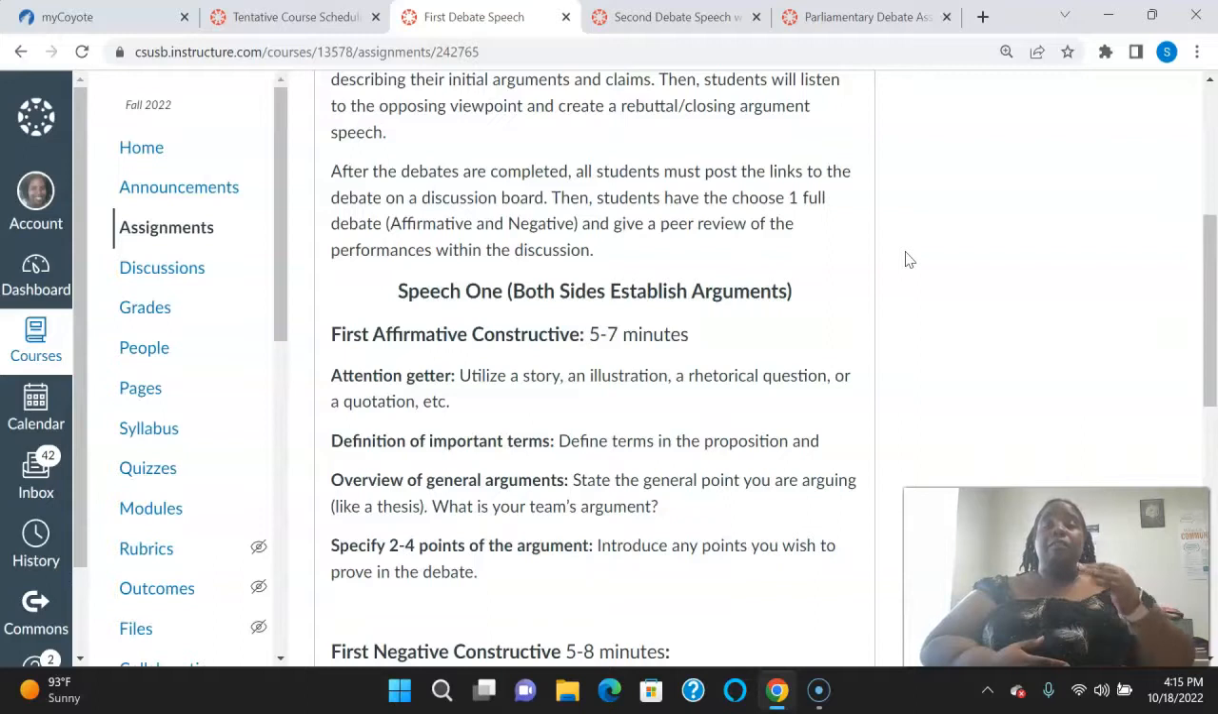Just to reiterate, the affirmative argument supports what the proposition states. So if my argument states that college students should get their student loans forgiven, then my argument is supporting that claim. My research is supporting that claim.